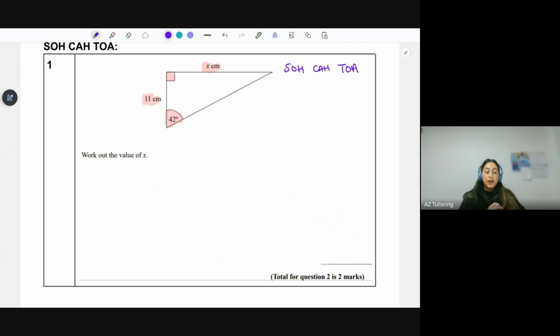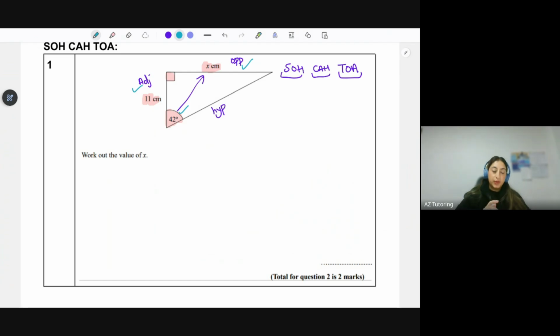Before anything else, we need to label the diagram. Labeling helps us determine if we're using sine, cos, or tan. The longest side is always the hypotenuse, so there's the longest side. That's going to be the opposite side, and there's my adjacent. We've been given the adjacent length, we need to find the opposite, and we've been given an angle.